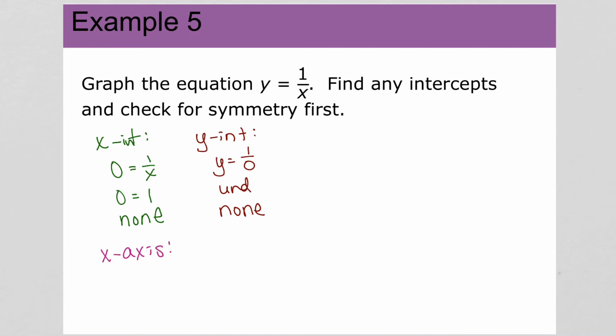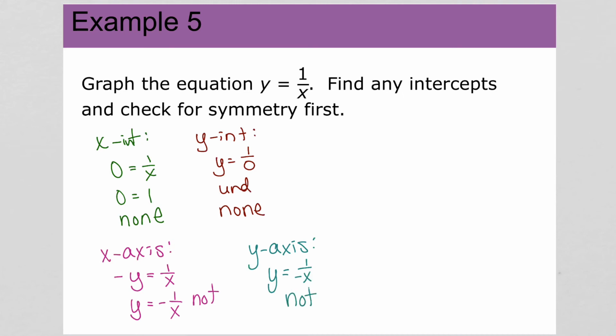Let's test for symmetry. For the x-axis, we let y be negative. So we have y equals negative 1 over x, not symmetric with respect to the x-axis. For the y-axis, let x be negative. Nope. And then origin, let y be negative and x be negative. And so in this case, we get y equals 1 over x, which means yes, it is symmetric with respect to the origin.